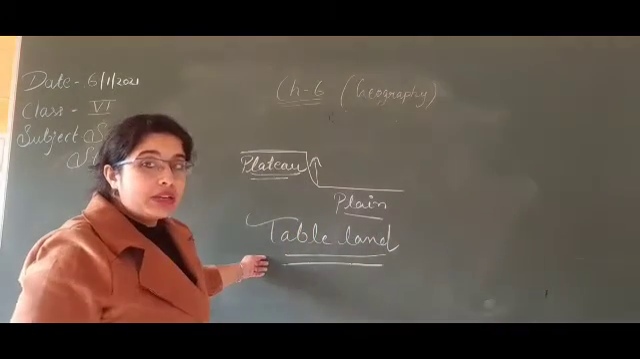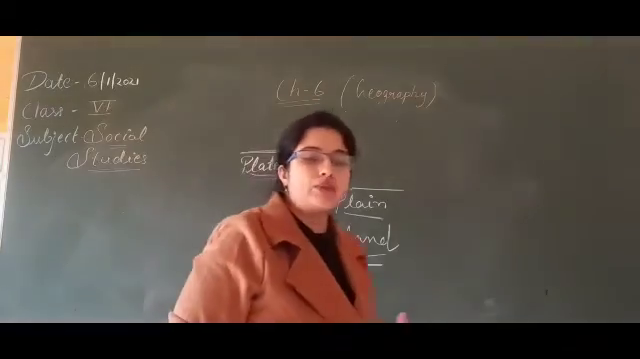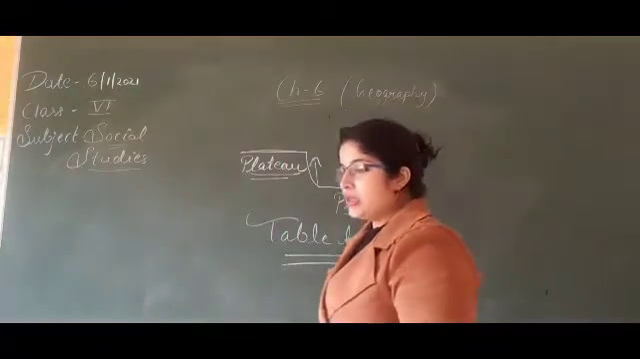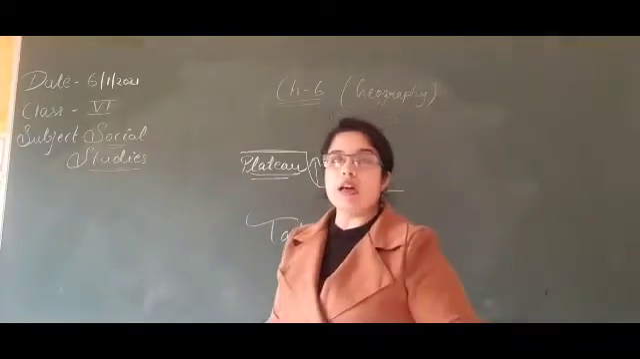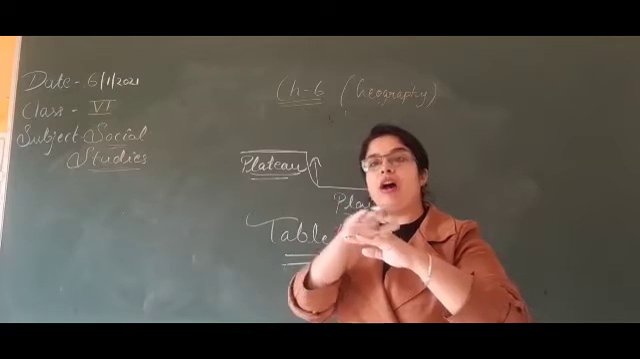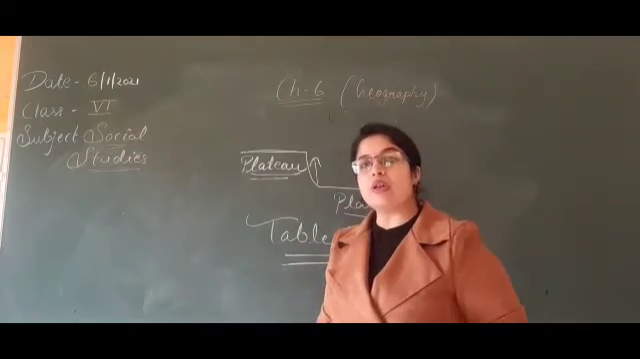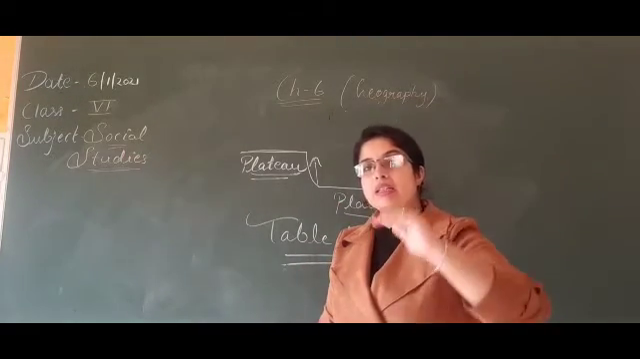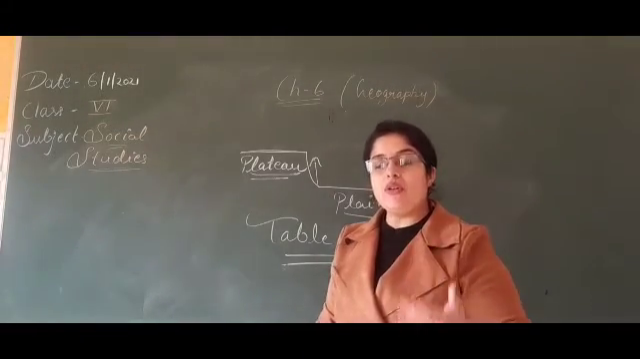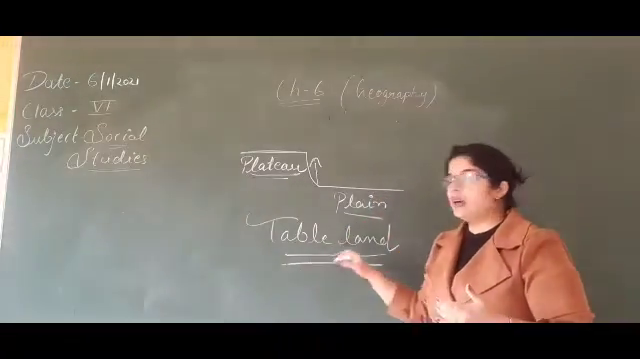Why is it known as tableland? Just like a table, as we see in our home, there is a table over there, and we can say that it is above the land. It is above the land but flat on the upper surface. The upper surface of it is flat, but it is above the plain area, the land. Therefore, we can say that it is a tableland.